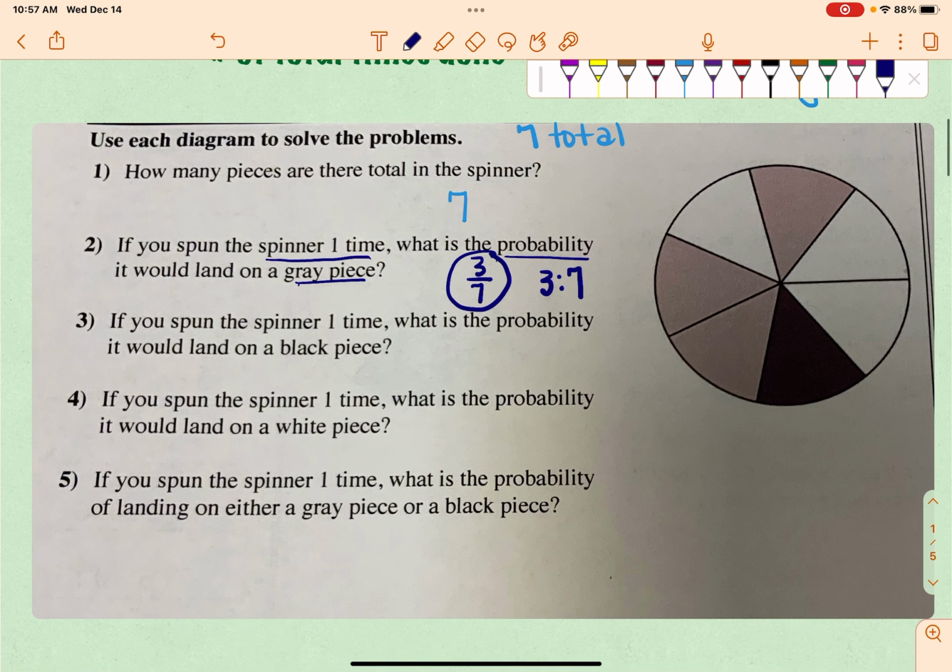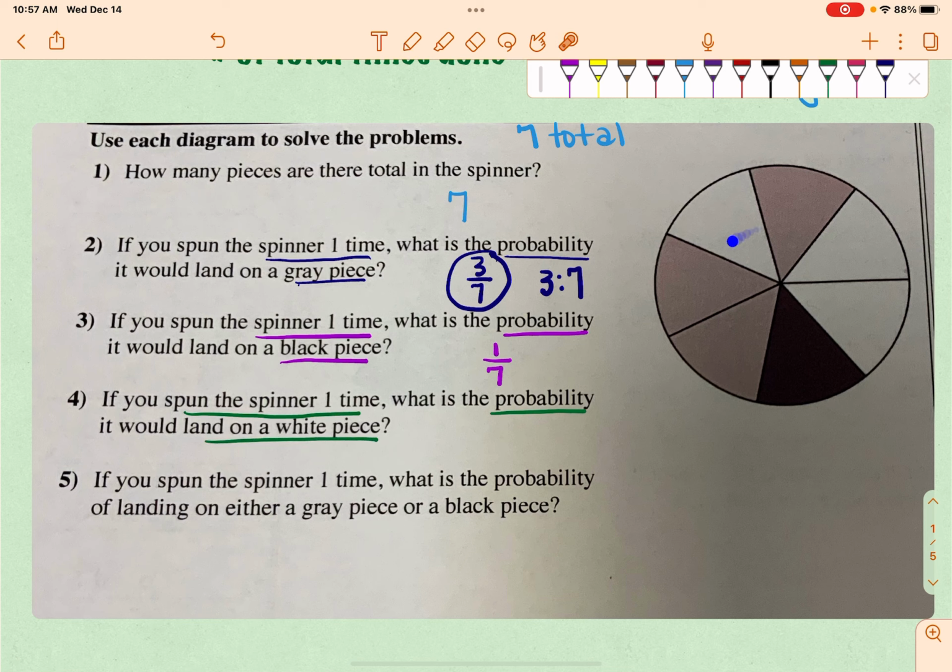Okay, the next one says, if you spun the spinner one time, what is the probability that it's going to land on a black piece? So over here, I only have the chance of black happening once. So 1 out of 7. And again, I try to reduce it. This one it can't, but you should try to do that if you can. Okay, on the next one. If you spun the spinner one time, what's the probability that you would land on a white piece? So if I look at this over here, 1, 2, 3, I have 3 pieces that it could happen on out of 7 total.